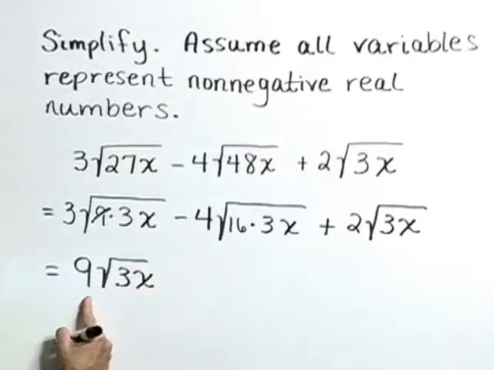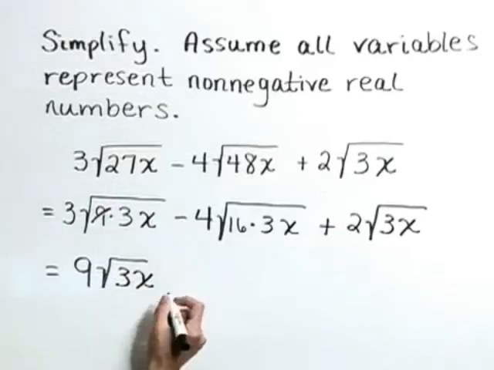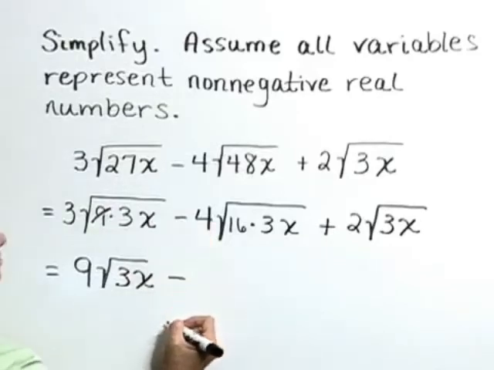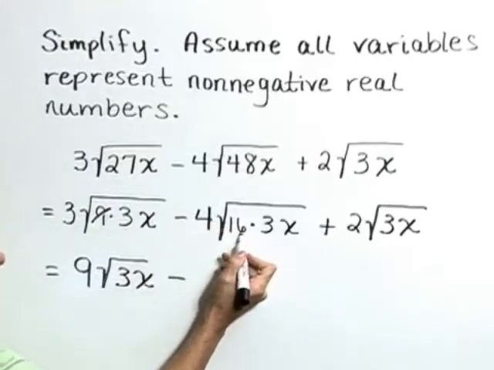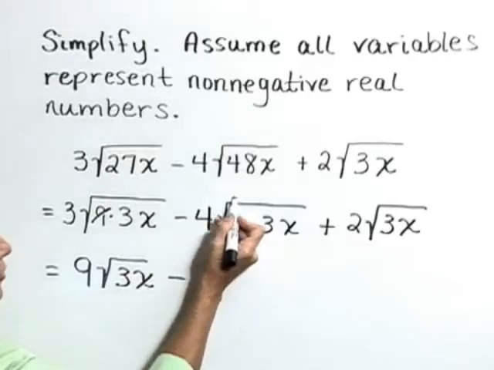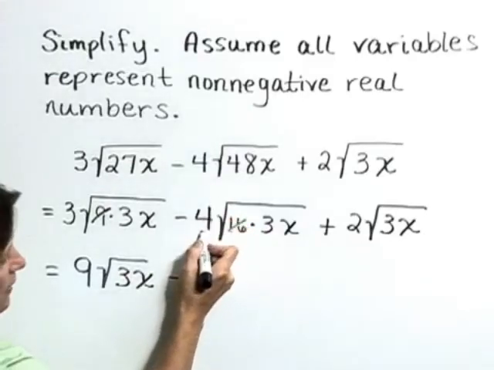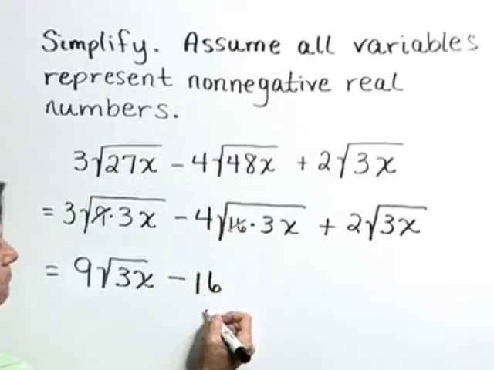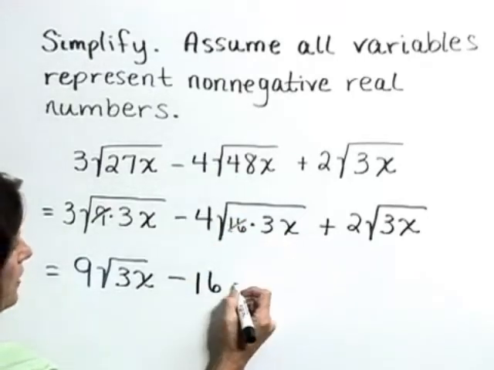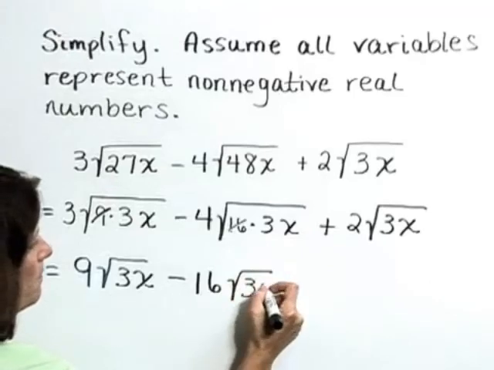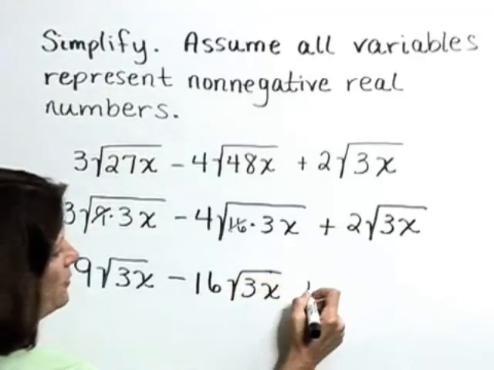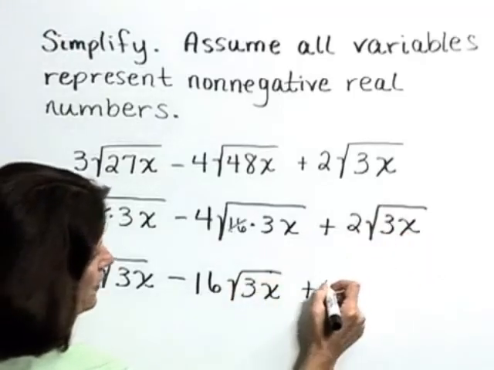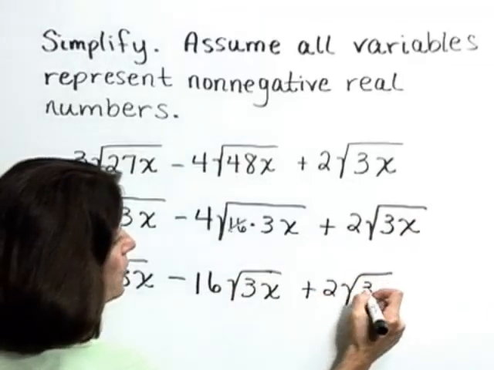So let's write that as 9 times the square root of 3x minus the square root of 16 is 4. So out comes a 4. Times 4 gives 16 as the number outside the radical. 3x stays underneath. And lastly, let's just again rewrite that last term. 2 times the square root of 3x.